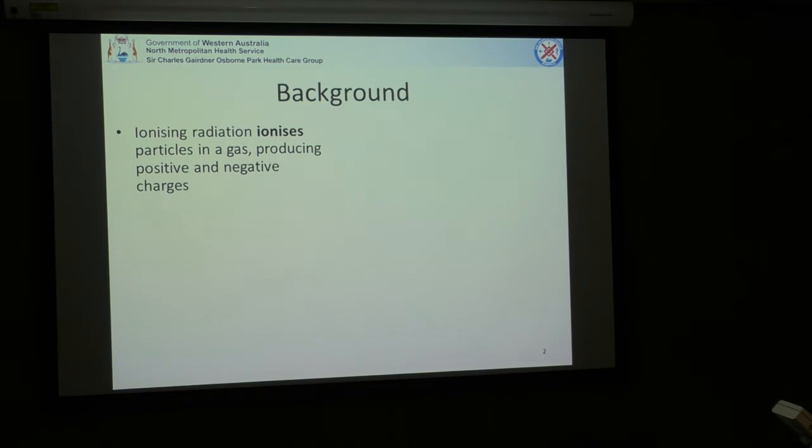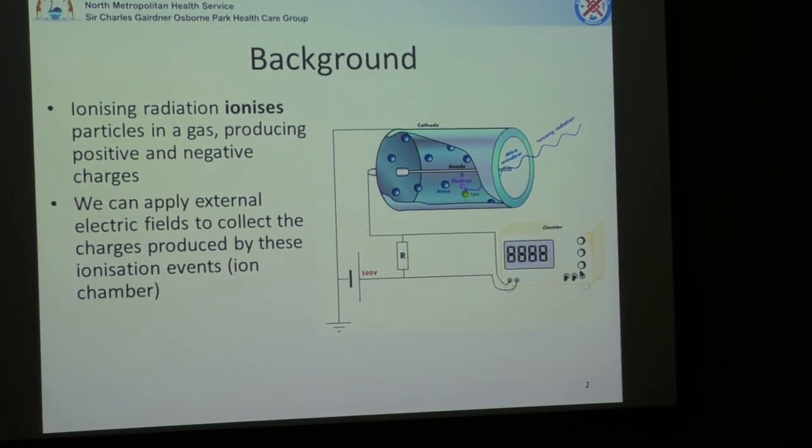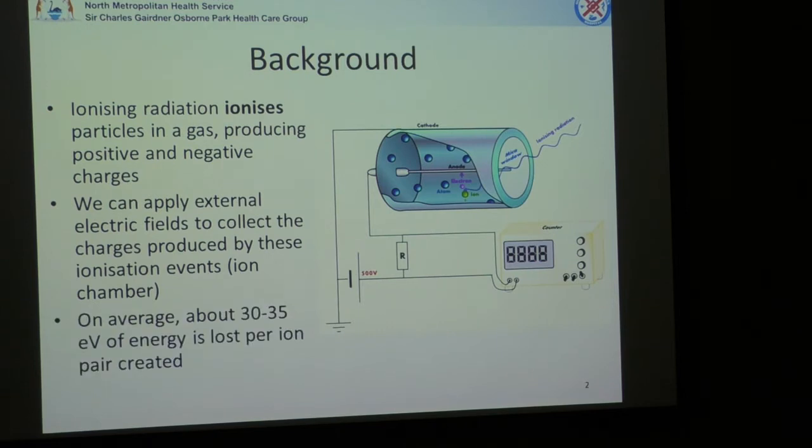Ionizing radiation ionizes particles in a gas, which separates into positive and negative charges. The principle is if we apply an external electric field, we can collect the charges produced by these events. Then you can correlate this to the amount of ionization, which is a way of quantifying the radiation dose. On average, a little thing to remember, you get about 30 to 35 electron volts of energy per ion pair. So here we've got an electrometer. In real life, it'd look something more like this.